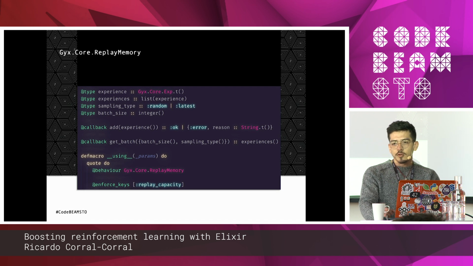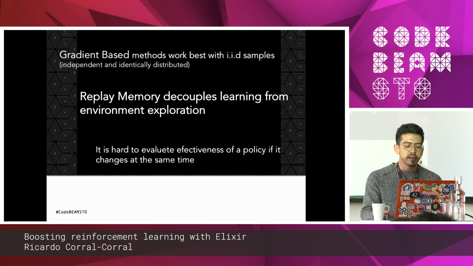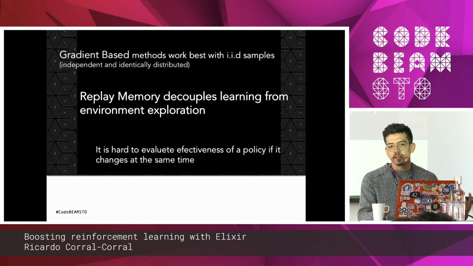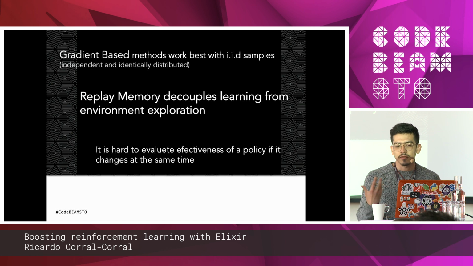Mostly for gradient-based methods like deep neural networks. It's very important to have independent and identically distributed data. So we require that our sample is as uniform as possible in order to counteract some temporal bias on the weights of the network. And also, it's very hard to evaluate how well my current policy is if I'm changing it at the same time. It's really hard to converge without that.